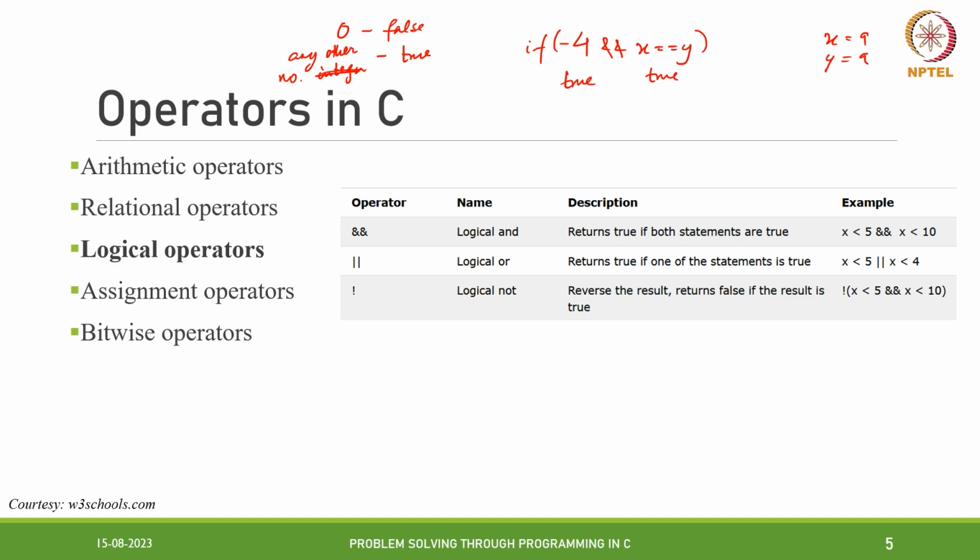Sir, I have a doubt regarding if and if else conditional statements. Yeah, if and if else, I'll get there. When I get there, you can ask that. Yes, sir.